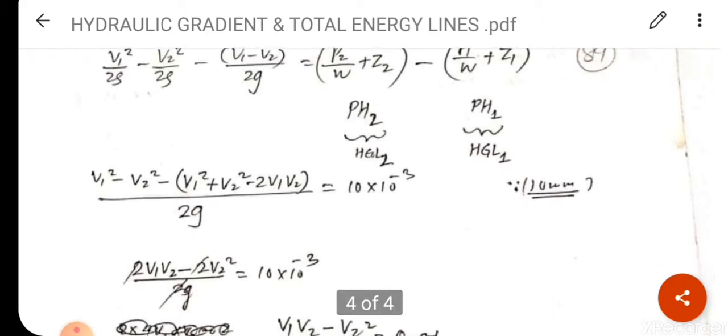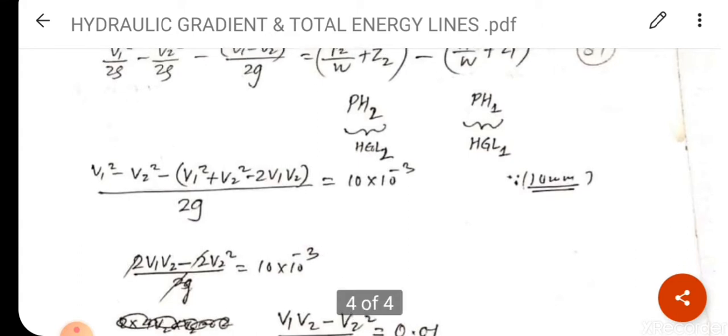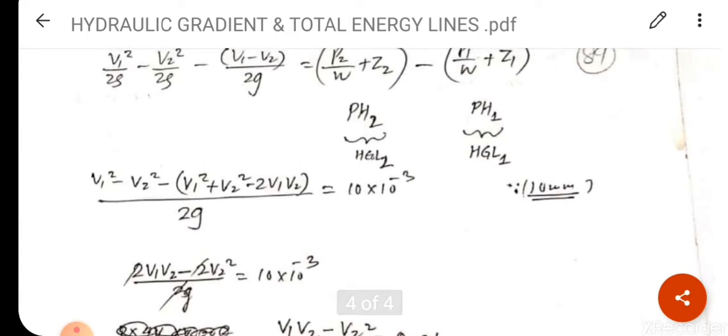Clear? So putting this value, HGL is nothing but the piezometric head difference. So the value is given in the question as 10 mm. So converting this 10 mm into meter, 10 into 10 raised to minus 3. On the left hand side 2g is common, so arranging the terms, v1 square minus v2 square minus (v1 minus v2) whole square, which is nothing but v1 square plus v2 square minus 2 v1 v2.